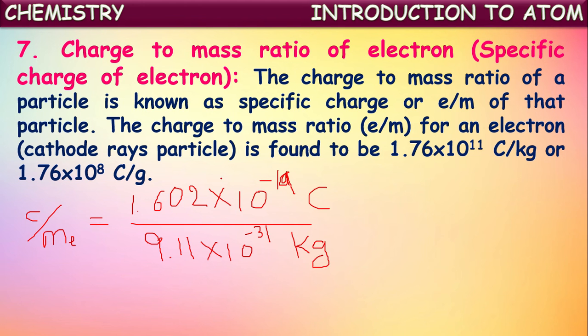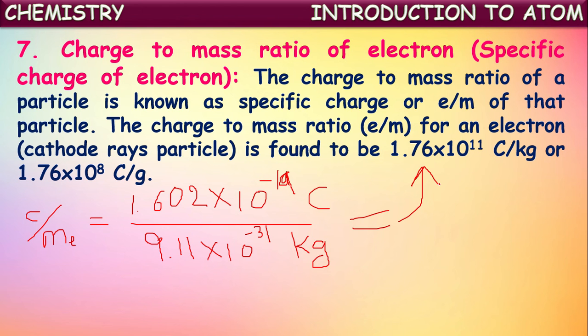Now if we simplify these values, the charge by mass ratio of electron will be obtained, which is equal to 1.76 into 10 to the power of 11 coulombs per kg, which is also said to be 1.76 into 10 to the power of 8 coulombs per gram. This is called the specific charge of electron, which is also called e by m ratio.